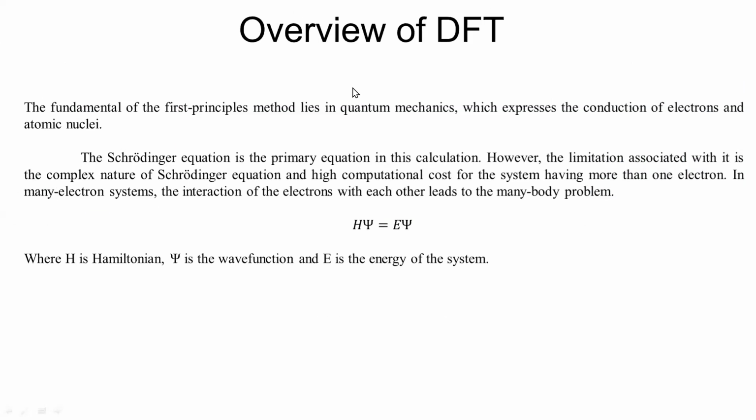Now let us discuss the theory. Which theory is responsible for density functional theory? The fundamentals of first principle methods lie in quantum mechanics. It is a quantum mechanical theory which describes the behavior of electrons and atomic nuclei. This is the very famous Schrodinger equation, H psi equals E psi. We all know this equation, where H is the Hamiltonian and psi is the wave function. By solving this, we can derive the energy eigenstates in many-body problems.